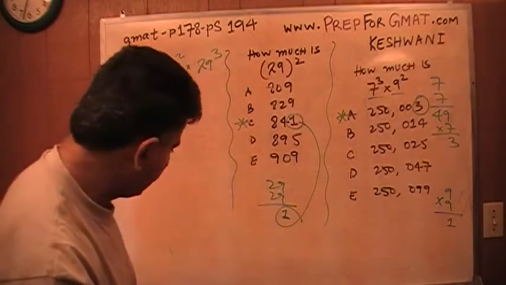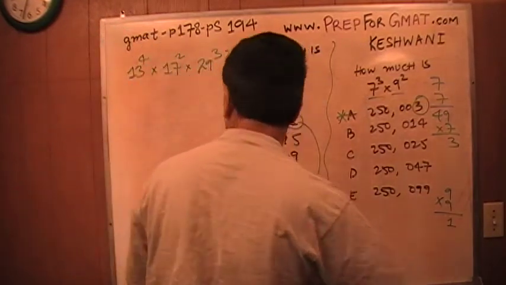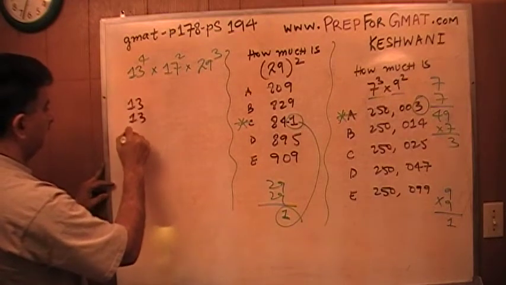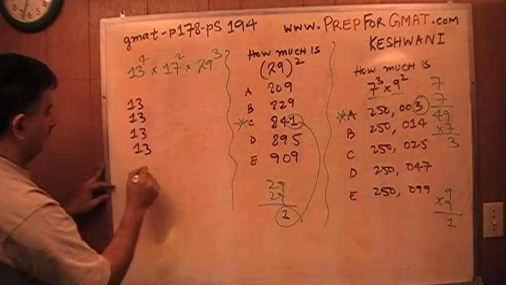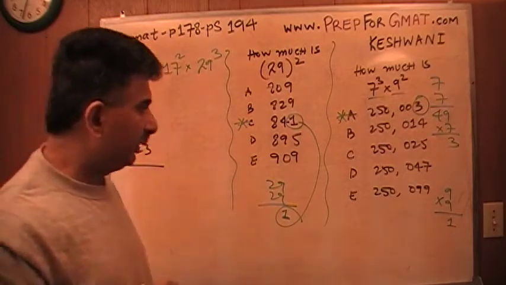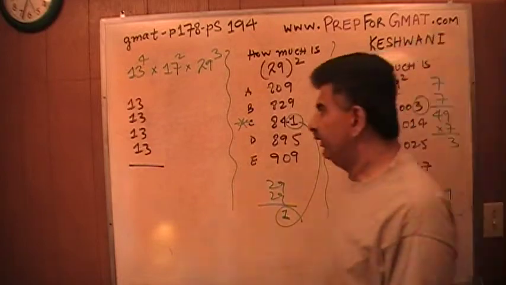Let me change the color so you can see it. Let's do 13 to the 4th first. 13, 13, 13, 13. And stay with me in the story because I'm not going to write everything down. Let me look at the clock again. Alright, we are 5 minutes into it.